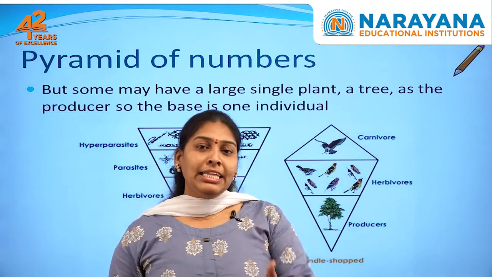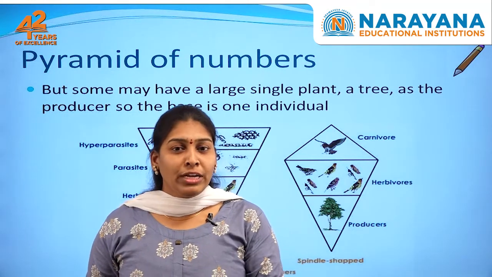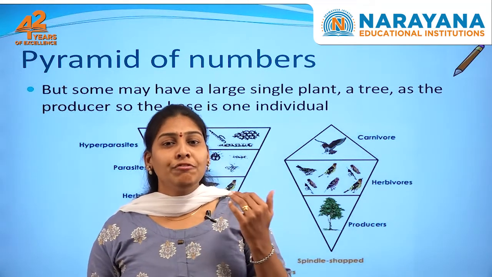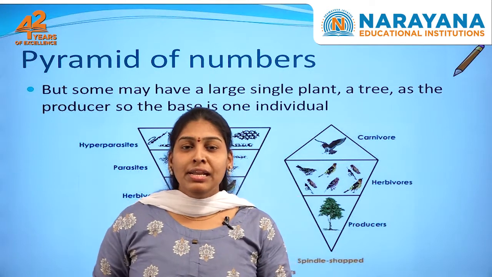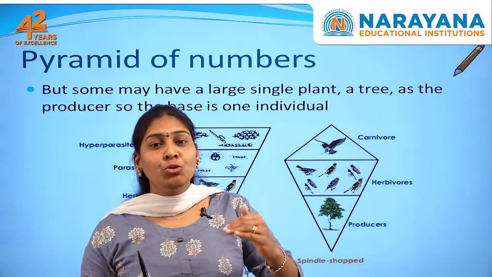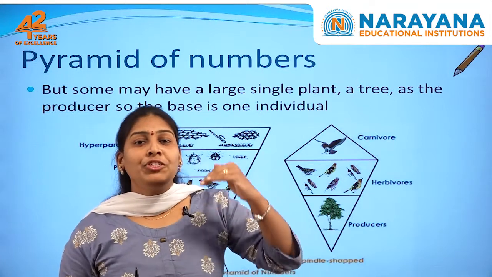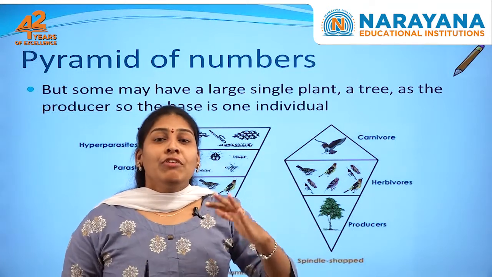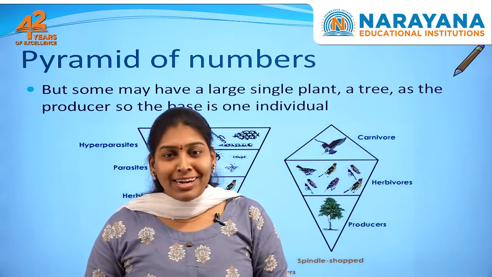When taking aquatic organisms in an ocean or a marine ecosystem, such as phytoplankton, zooplankton, small fishes and biggest fishes, the pyramid is in an inverted condition.